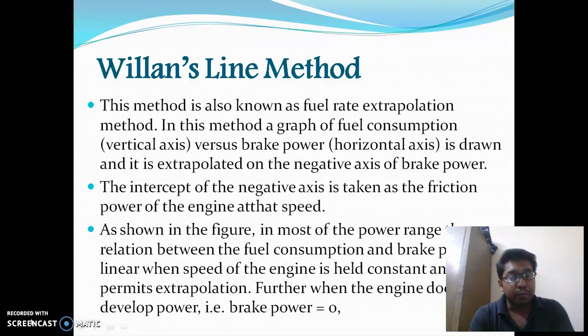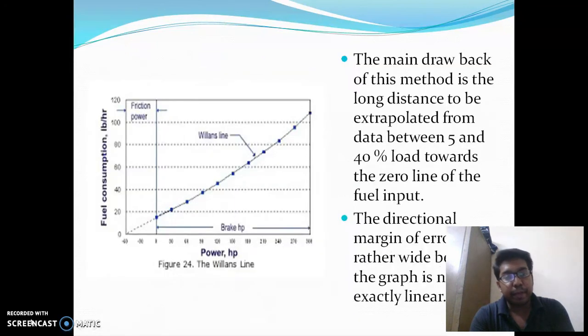As shown in the figure, in most of the power range, the relation between the fuel consumption and the brake power is linear when the speed of the engine is held constant, and this permits extrapolation. Further, this is when the engine does not develop power, that is, brake power equal to 0. The main drawback of this method is the long distance to be extrapolated from the data between the 5 and 40% load towards the 0 line of the fuel input. As you can see here, the margin of error is rather wide because the graph is not exactly linear.